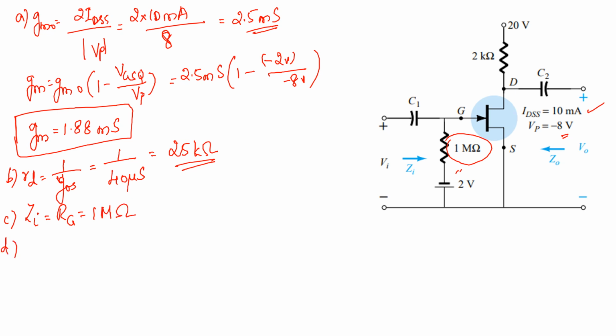And D part, you have to find out the output impedance. You know that output impedance is the parallel combination of your two resistors, that is capital RD and small rd. Capital RD is equal to 2 kilo ohm, which is given in your problem, right? RD is equal to 2 kilo ohm parallel to small rd, which you have already calculated as 25 kilo ohm, divided by RD plus rd, so 2 kilo ohm plus 25 kilo ohm.